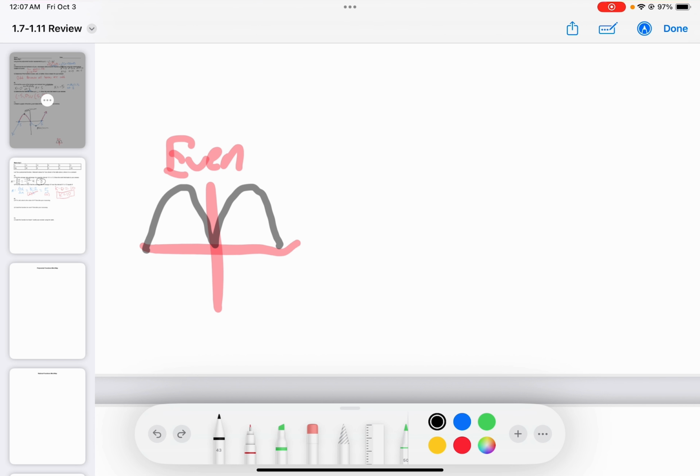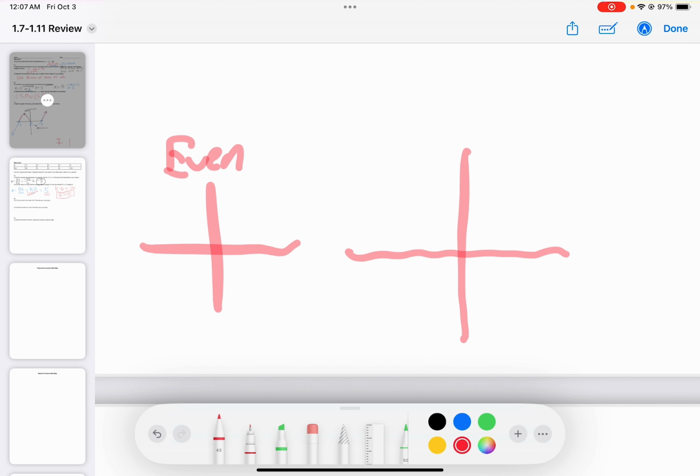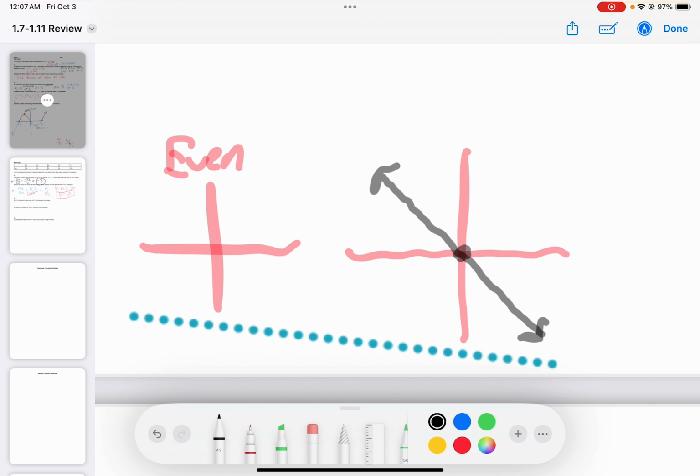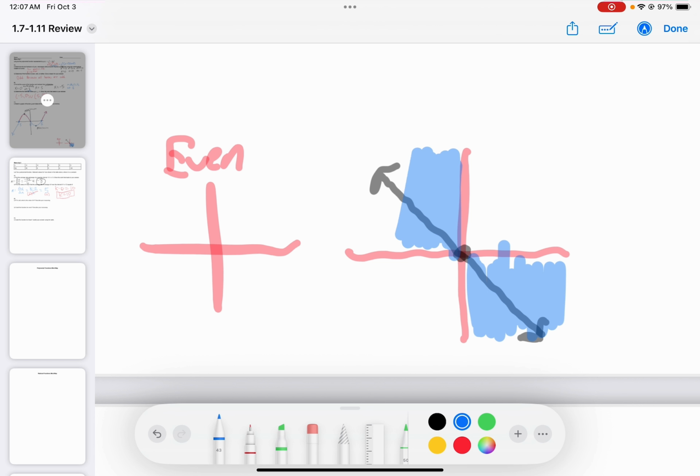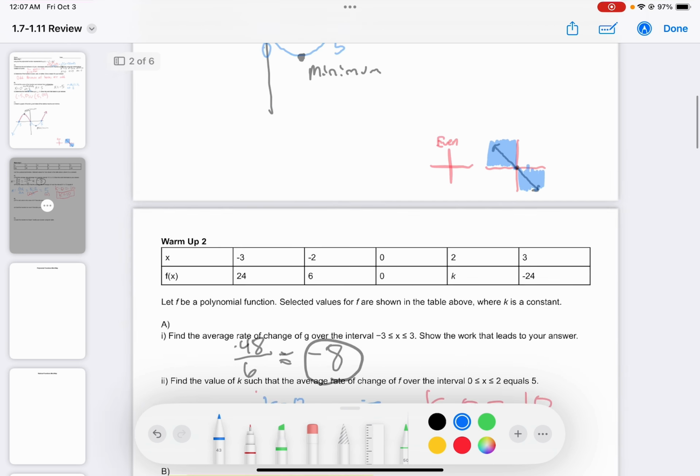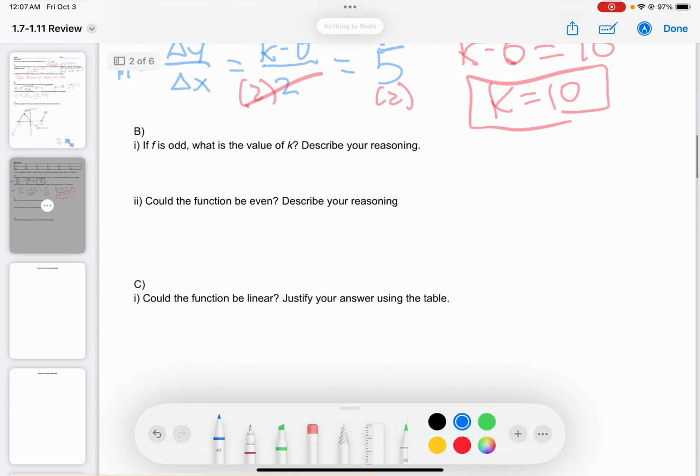Right? That's an even function. Odd functions reflect over the origin right here. Right? So like a linear function that goes through the origin, that's an odd function. It looks the same in the diagonal sections. It looks the same. Okay? So these look the same. All right, so it's odd.